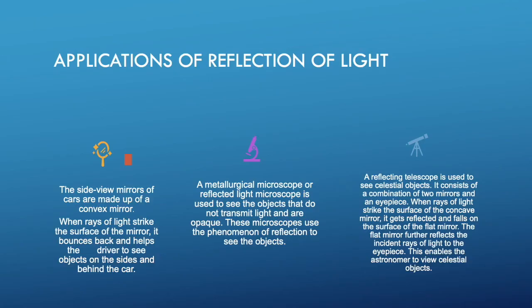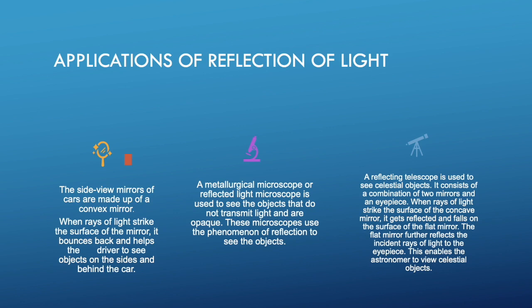Applications of reflection of light. In side view mirrors of cars. The side view mirrors of cars are made up of a convex mirror. When rays of light strike the surface of the mirror, it bounces back and helps the driver to see the objects on the sides and behind the car.